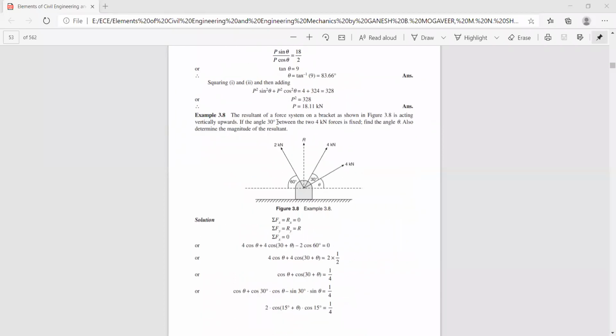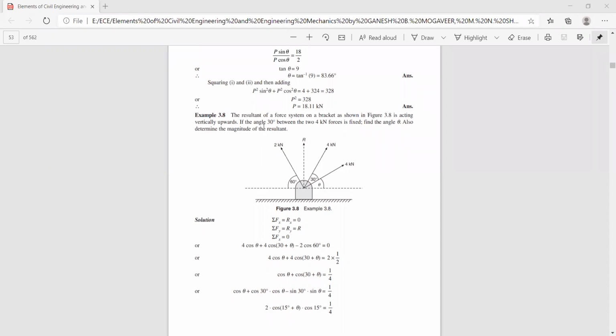So here the resultant of a force system on the bracket, as shown in figure, is acting vertically upwards. So in this case, the resultant is acting vertically upwards. So hence sigma F of y is equal to R and sigma F of x should be equal to 0, because the resultant is acting along the vertical direction.